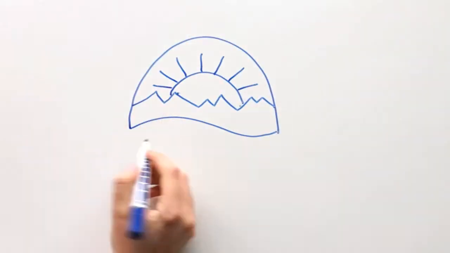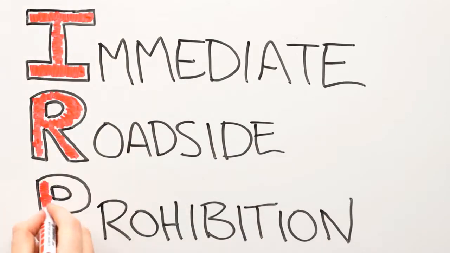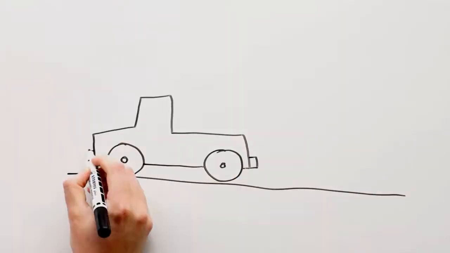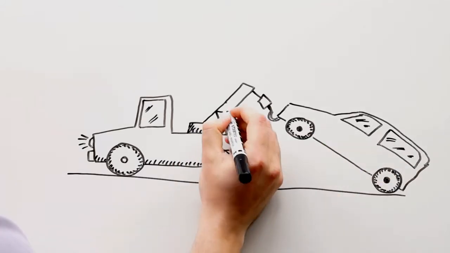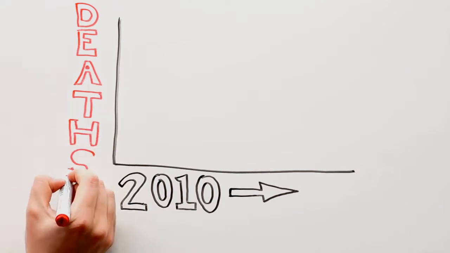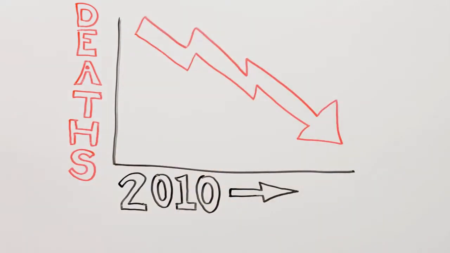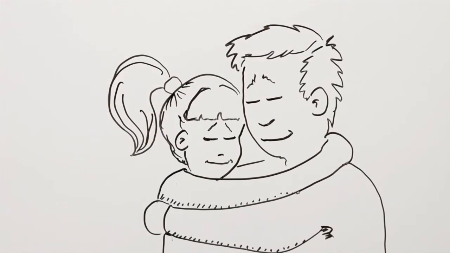In September 2010, the BC government enacted the Immediate Roadside Prohibition program for impaired drivers. Its sole goal was to get impaired drivers off the road and save lives. It worked. In its first 17 months, the IRP program reduced impaired collision fatalities by 44%, which means 71 more people got home safely to their families.